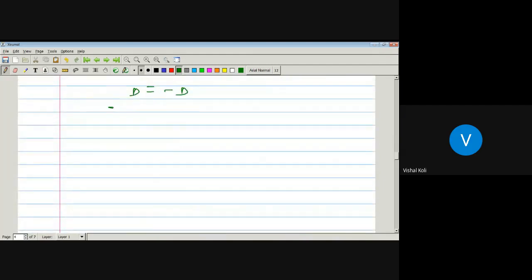So here D equal to minus D, which implies D plus D equal to 0, which implies 2 times D equal to 0, which implies D equal to 0. So that will be the determinant value. Okay, so in this way we can find the determinant value by using these properties.